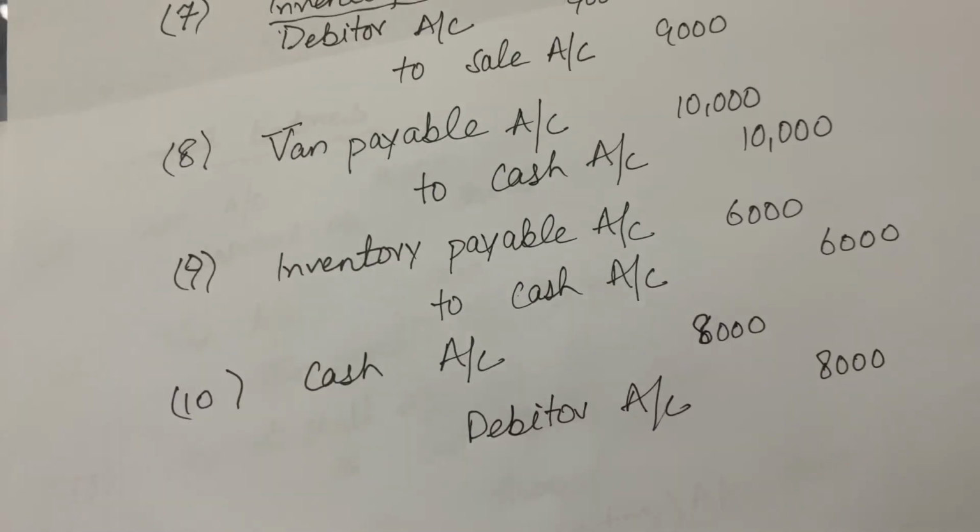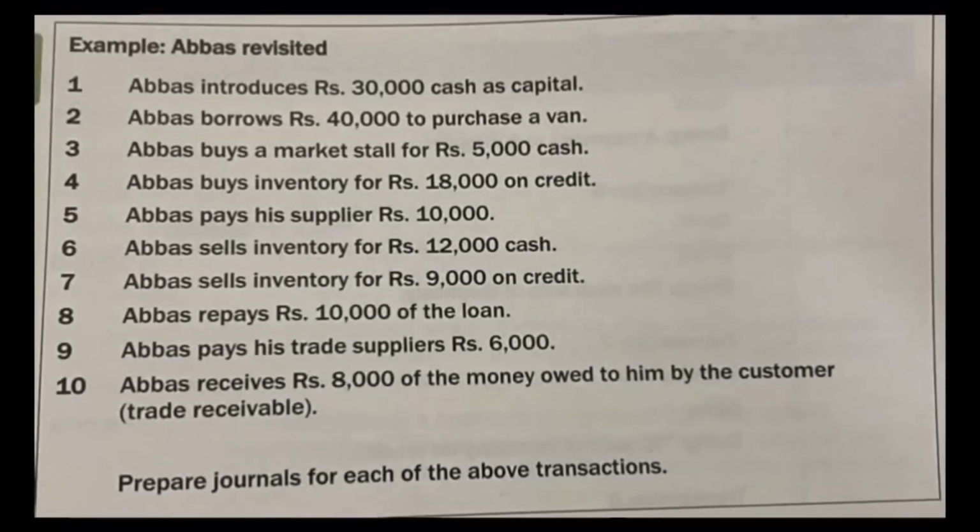This was basically the effect of journal entries. Now we will show you the effect of these journal entries in the ledger. Basically we post all these entries within the ledger.